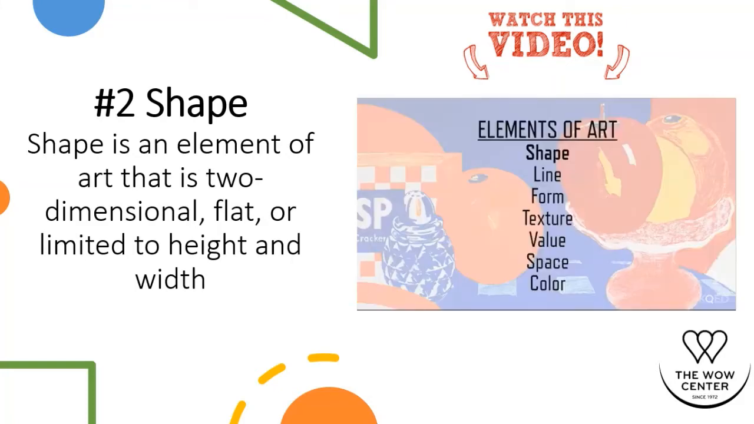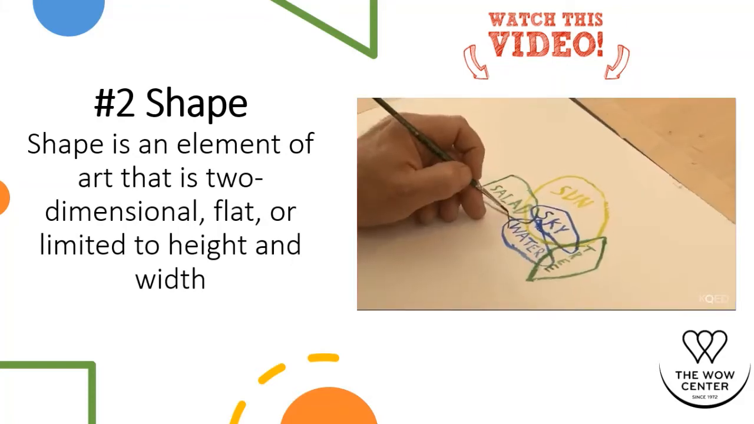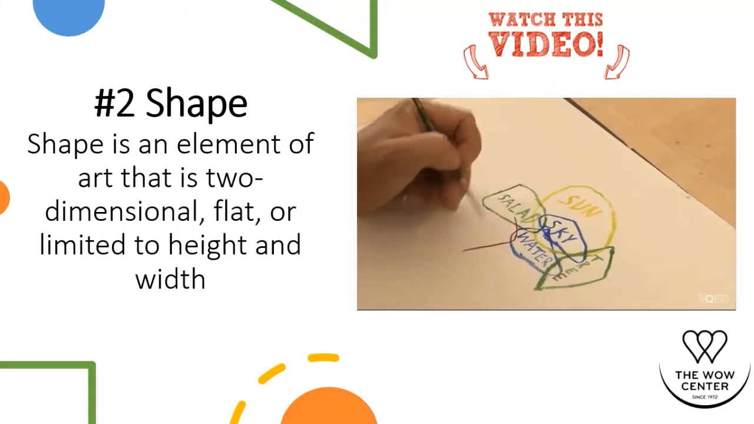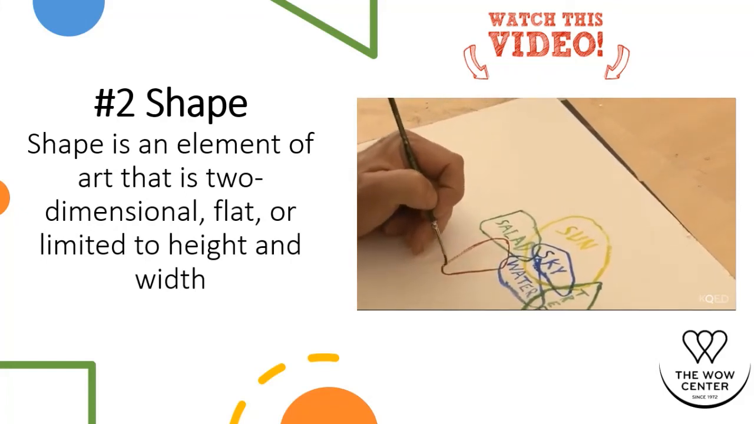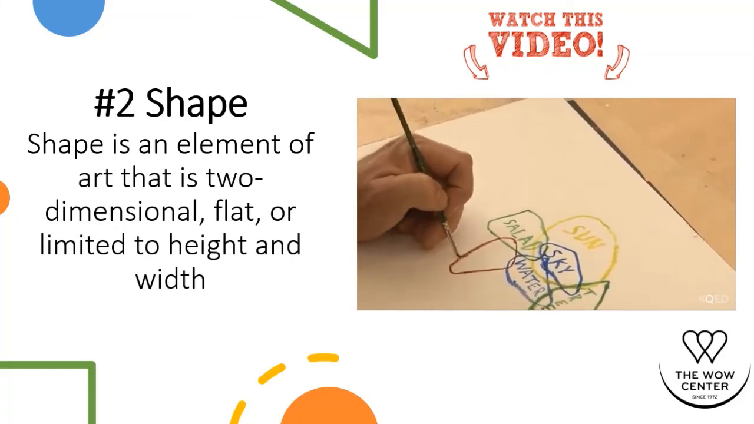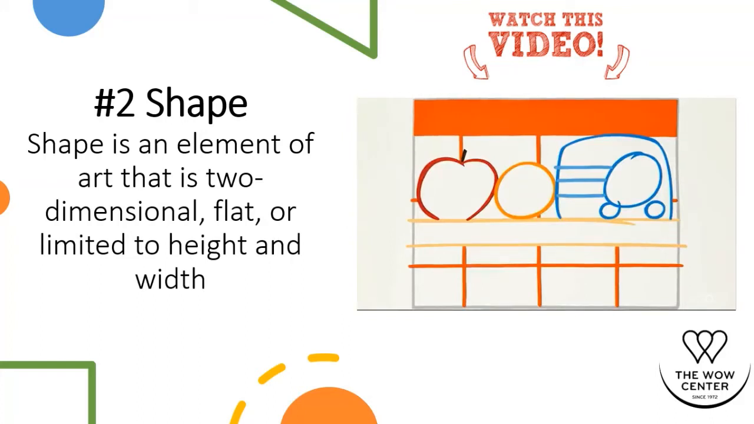Shape is one of the 7 elements of art, along with line, form, texture, value, space, and color. When the beginning of a line connects with its own end or intersects with another, a shape is formed. In visual art, shapes are flat and are defined by their length and width. In other words, they're two-dimensional.